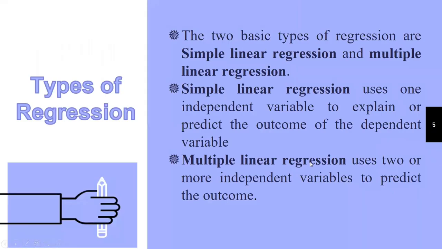Types of regression. Basically, there are two types of regression. One is simple linear regression and the other is multiple linear regression. In simple linear regression, we use one independent variable and one dependent variable. In multiple regression, we use two or more independent variables to predict the outcome.